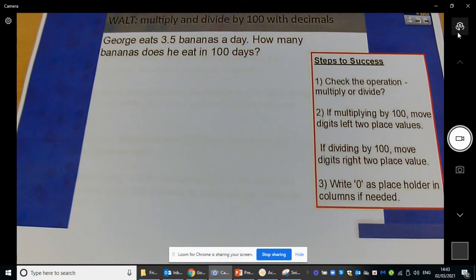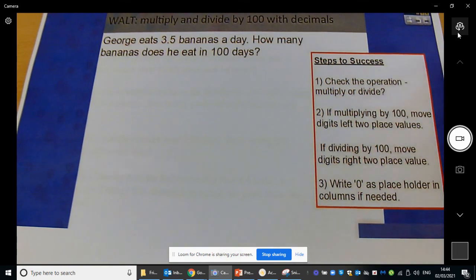Okay, so what I'd like you to do now, have a look at this question. George eats 3.5 bananas a day. My word, a lot of potassium in his diet. How many bananas does he eat in 100 days? So pause the video now and have a think. Is that going to be a multiply or is it going to be a divide?